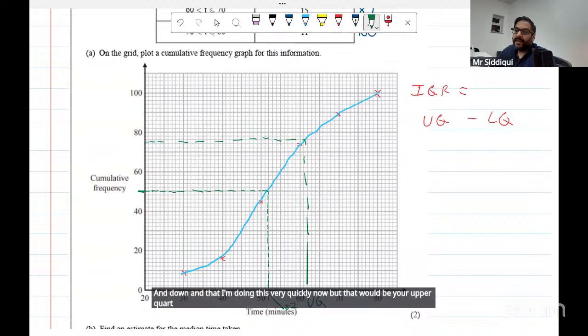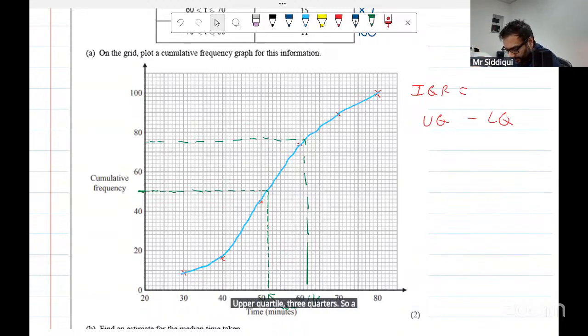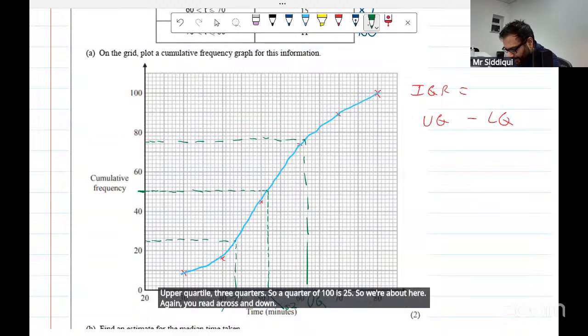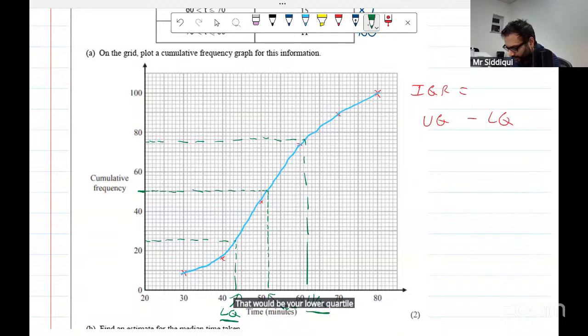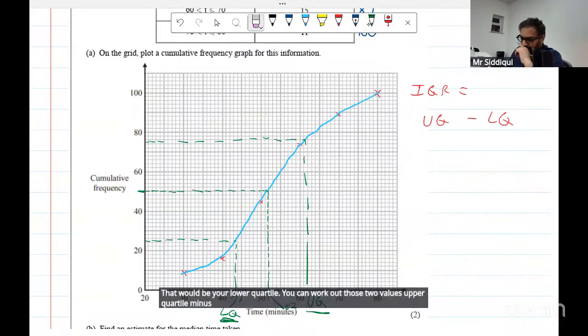The lower quartile is 1/4 of the way. So lower quartile is a quarter, median's the middle, upper quartile 3/4. So a quarter of 100 is 25. So we're about here. Again, you read across and down. That would be your lower quartile. You can work out those 2 values. Upper quartile minus lower quartile is what's called the interquartile range.